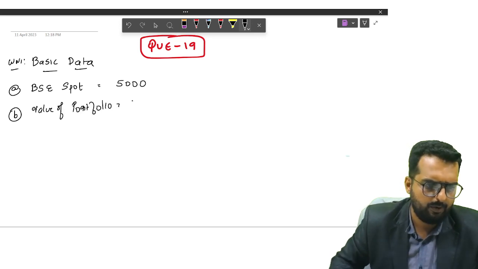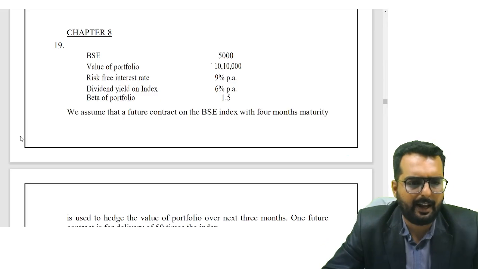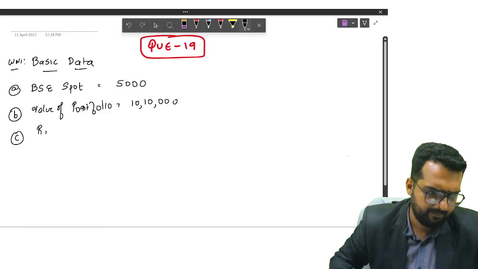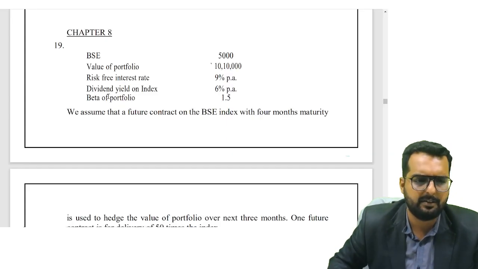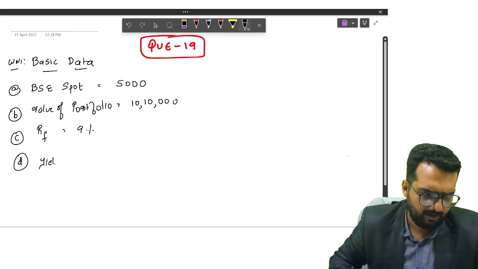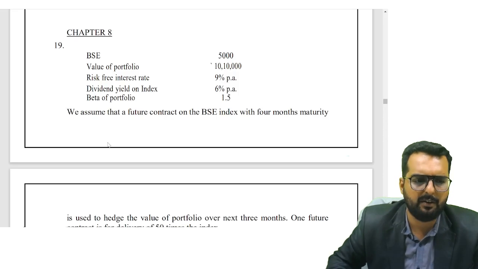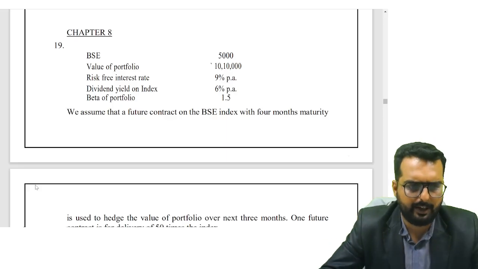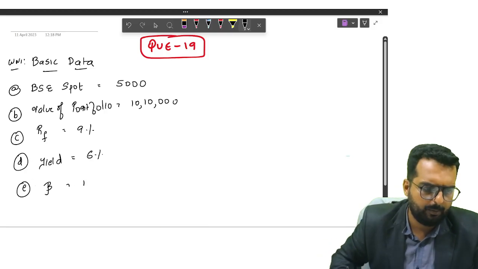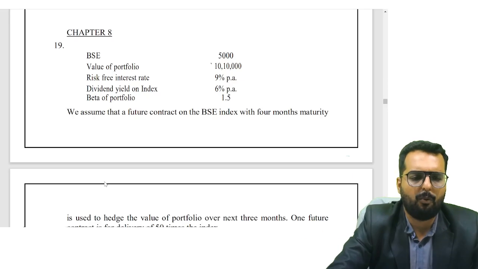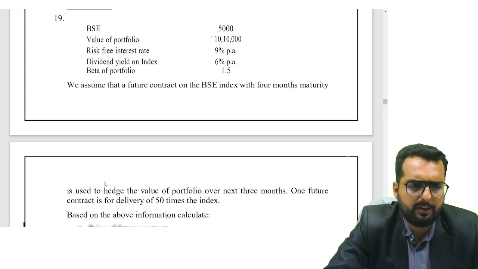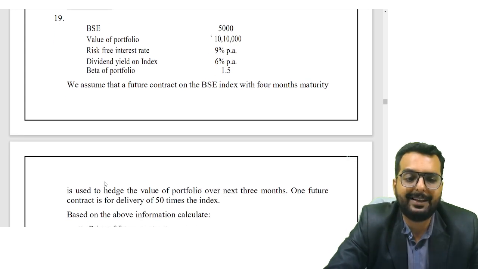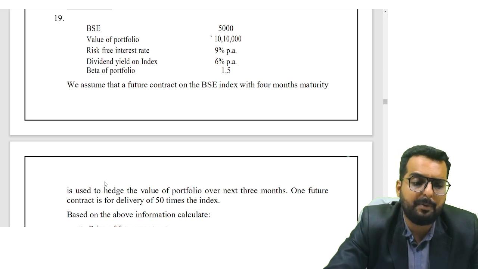Value of portfolio is 10,10,000. RF is turning out to be how much percentage? 9%. And the dividend yield will turn out to be how much percentage? It will be 6%. Alright. And the overall beta of the portfolio turns out to be how much? 1.5. We assume that a future contract on BSE index with 4 months maturity.